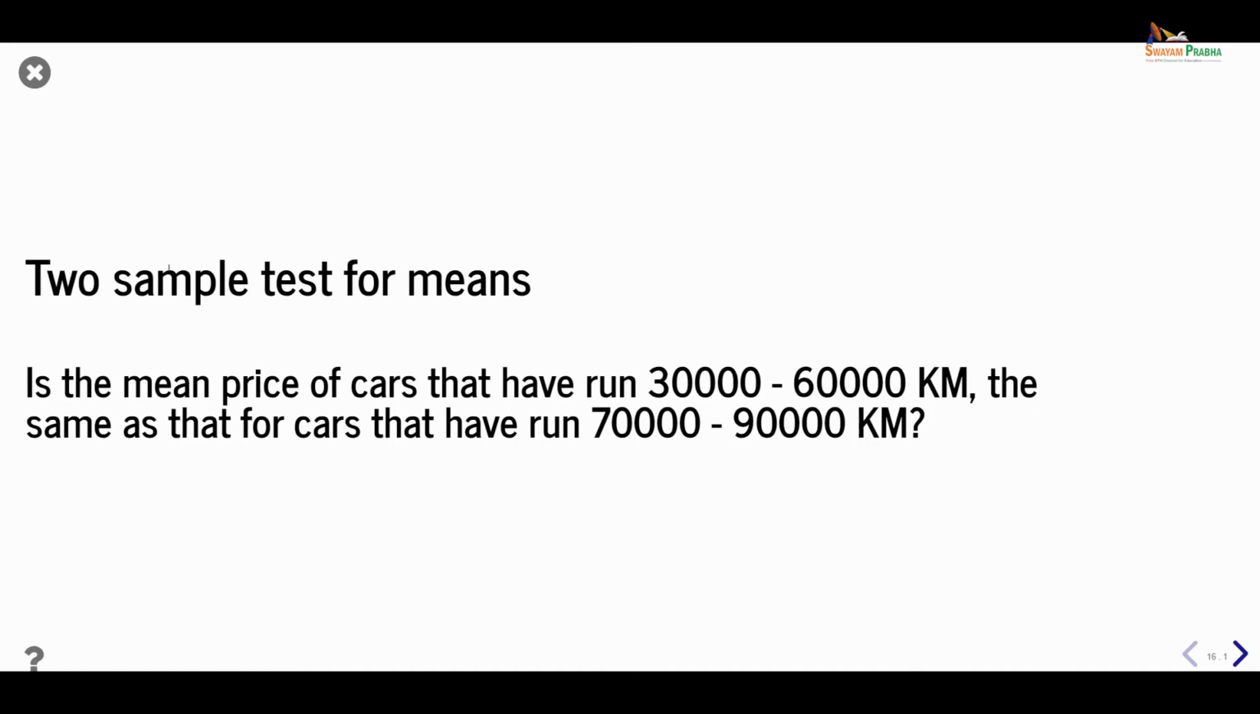So let's go with the two sample test for means. In this case, we would like to check if the mean price of cars that have run between 30,000 to 60,000 kilometers is the same as that for the cars which have run 70,000 to 90,000 kilometers. So let's see how to go about it.